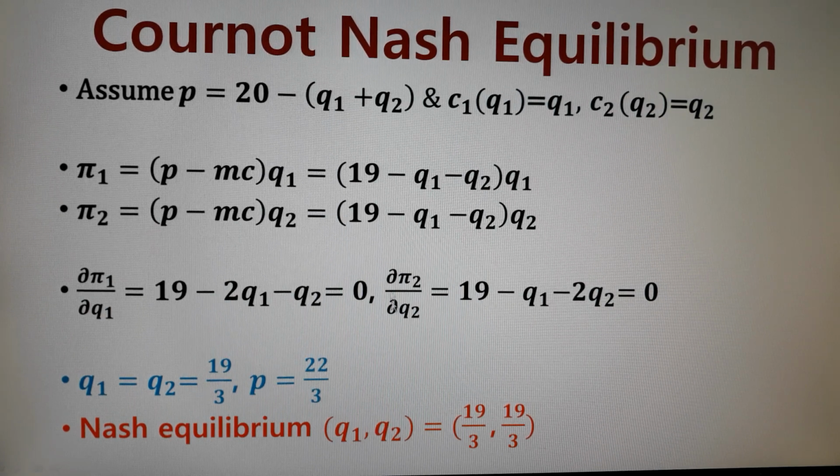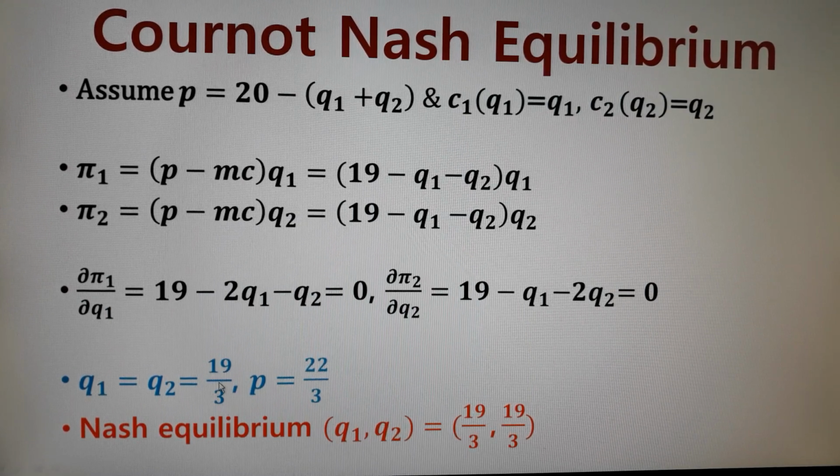For the same reason, pi 2 should be differentiated by Q2, because the second company cannot touch Q1. It only controls Q2. So it changes Q2, and at the maximum, the pi 2 slope would be 0. So differentiate pi 2 with respect to Q2, and this should be 0. We have to find Q1, Q2 that satisfy this condition and this condition. There are two equations, two unknowns. Usually we get the result.